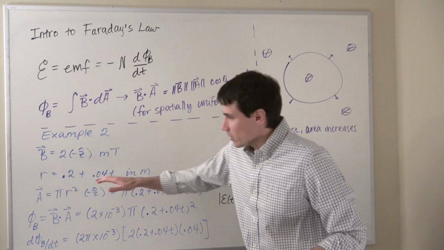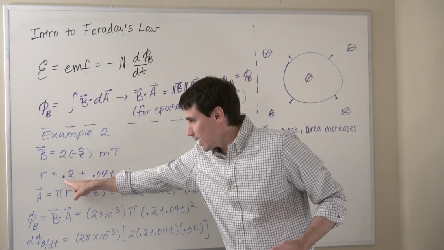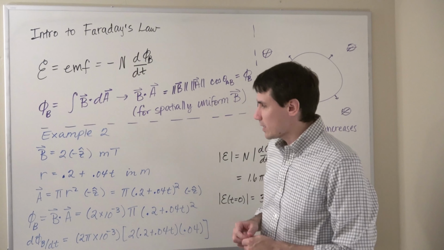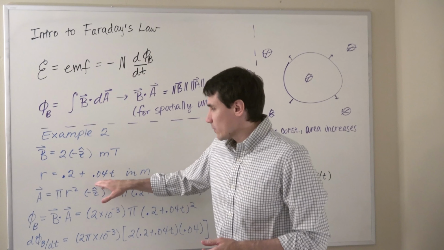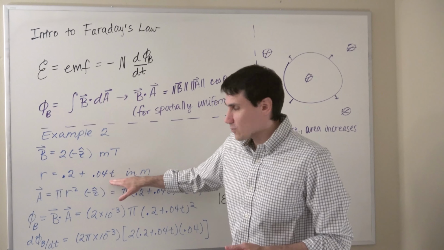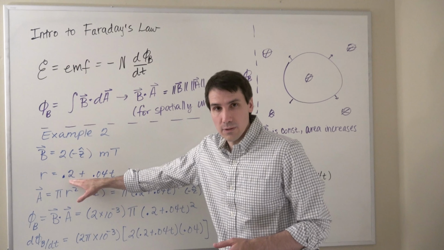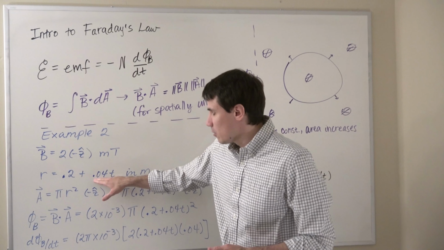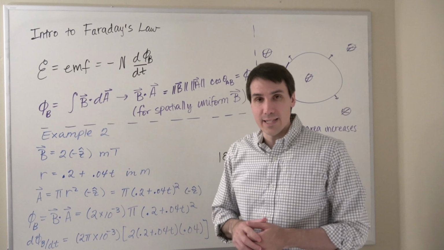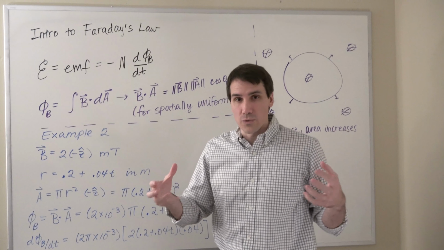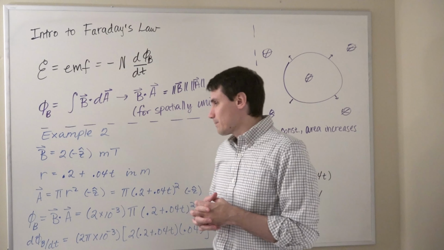Our loop is expanding, which means that the radius of the loop changes with time. So now we're going to write our radius as a constant, like our initial radius, 0.2 meters, and then it is going to expand at this rate here. So it's going to be 0.2 meters, our initial loop radius, plus 0.04 multiplied by t. So as time increases, our radius is going to be increasing at a linear rate.